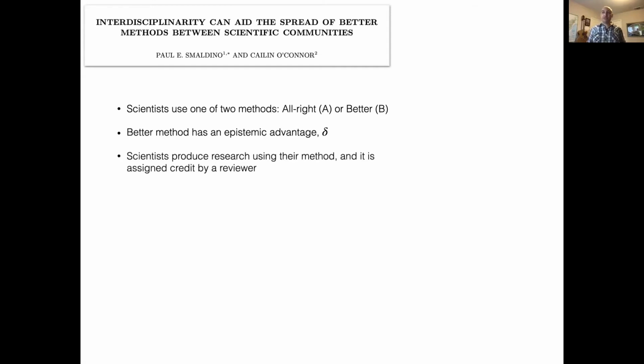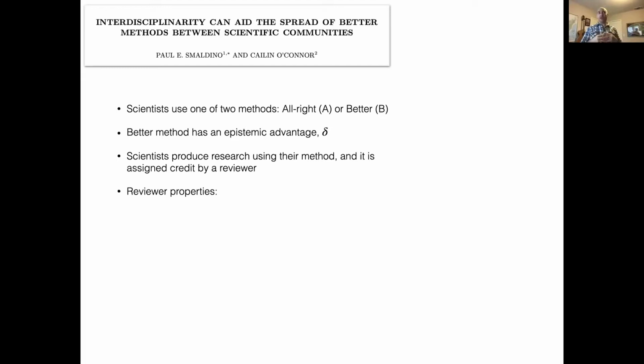Scientists produce research using their method, and it is assigned credit by a reviewer. This uses an idea that's common in philosophy of science about the credit economy of science. What allows scientists to succeed, spread their method and become successful is receiving credit from their peers to say, well, a job well done. Yes, that person is doing good work. Here is some credit. Now you're more likely to get hired, get promoted, etc.